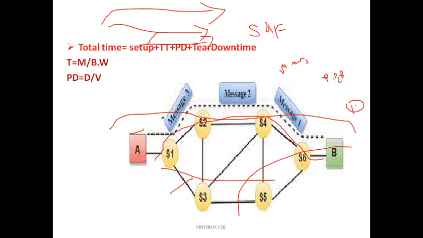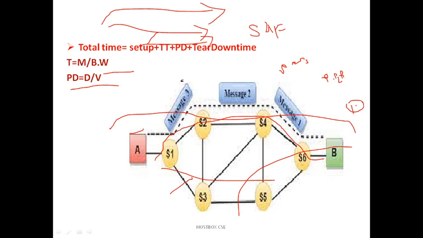Then the total time. How to calculate the total time? We can have the formula: setup time plus TD, that is TT: transmission time plus propagation delay plus teardown time. Here transmission time is message divided by bandwidth, T equals M by B. And propagation delay comes from distance divided by velocity, the speed of the network.